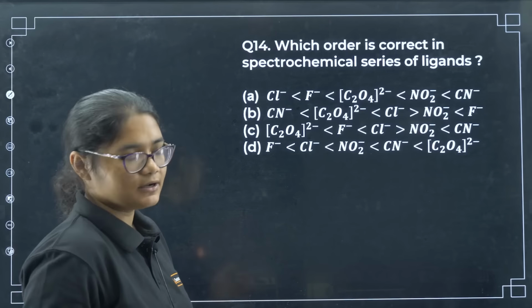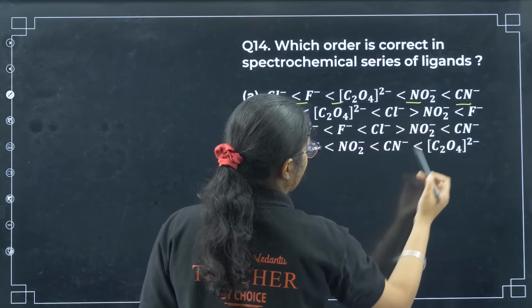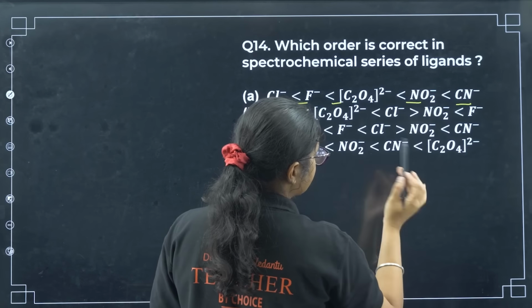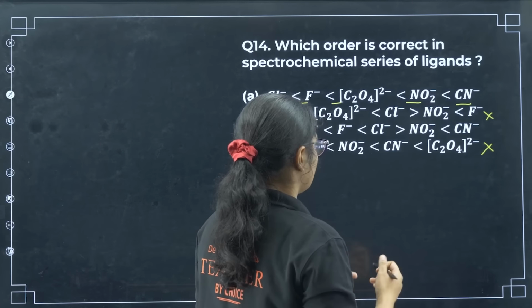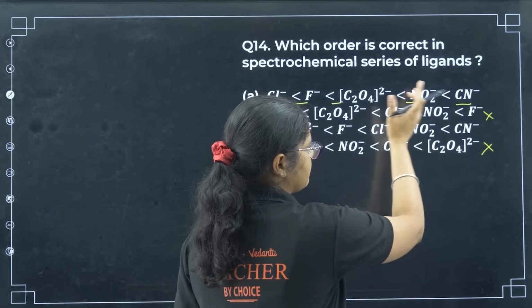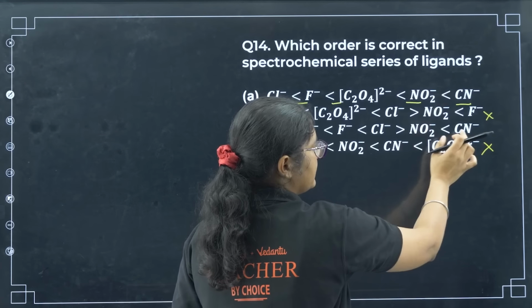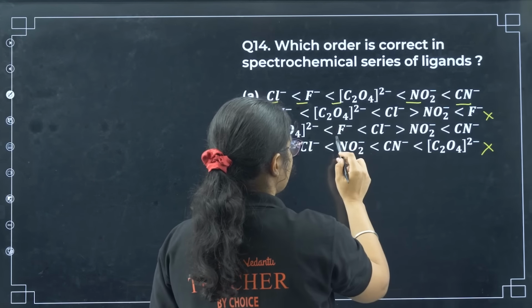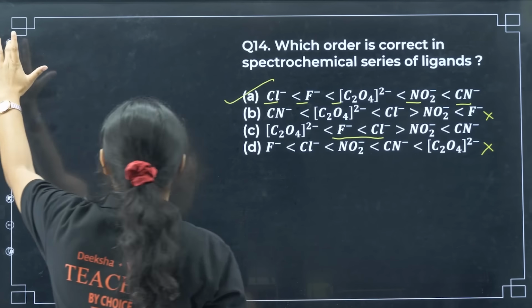Okay. Next, which is the correct order in the spectrochemical series of ligands? If you have remembered, you should know Cl minus, F minus, C2O4, NO2, and then CN. So definitely the thing that you can easily eliminate is this one, because F minus is a weak field ligand, oxalato is stronger, and we know that CN is a very strong ligand. Then confusion may be here, but if you know that halogens are weaker, option number A is the correct answer.